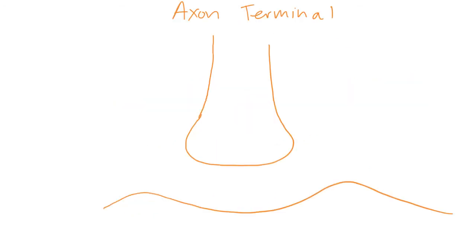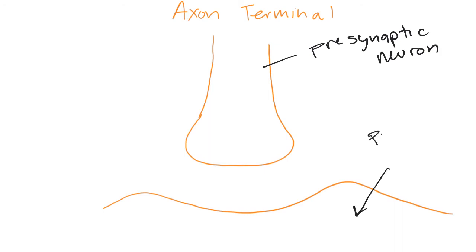Terminal though, this should be easy, right? Because this is pretty much the same thing as the neuromuscular junction, except we've got 2 neurons instead of a neuron and a muscle. So what we have is a presynaptic neuron. And then on the other side, you have a postsynaptic neuron.